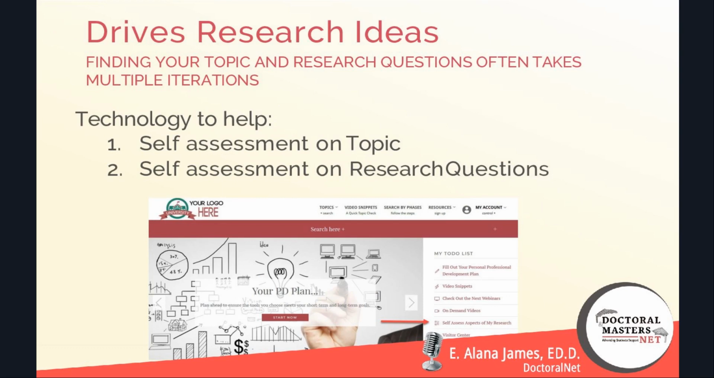Same thing. So that literature drives your research idea. There are self-assessments, again, in the same place. One for testing out your topic, one for testing out your research questions. And that's often a multiple iteration. You might go through these over and over again. And then even while you are writing, you might slightly tweak your questions so that the consistency that drives throughout your document holds.